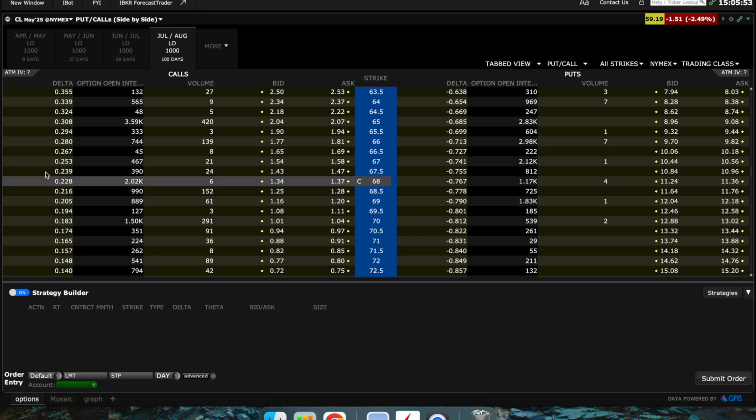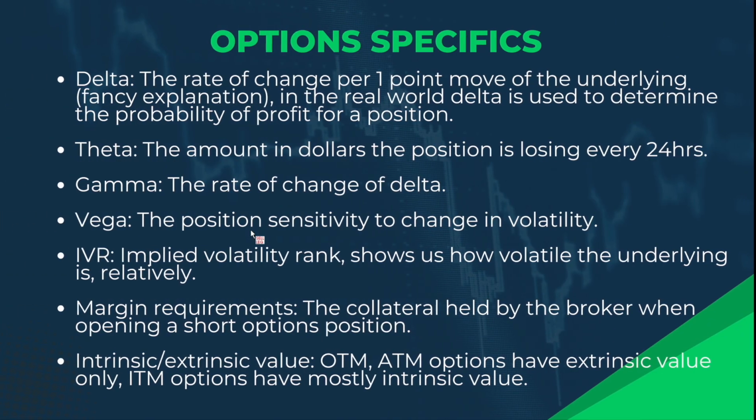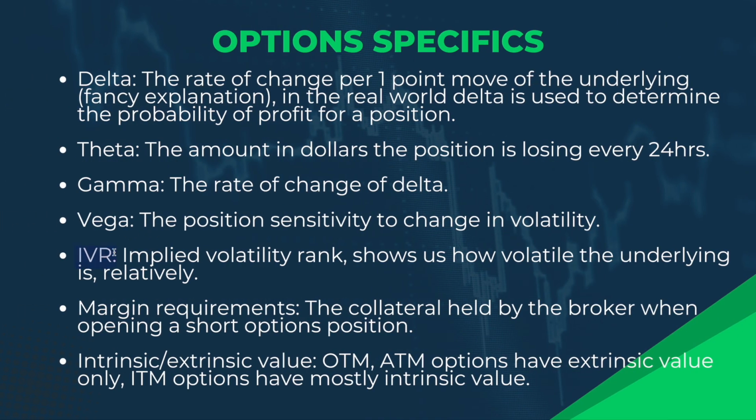What is important is to understand what exists, and then over time things will just become more and more clear the more you go over and trade. So let's go over IVR. IVR is just implied volatility rank. It shows us how volatile the underlying is relative to the previous year, the previous 3 months, 6 months. It's whatever you choose. I'm not gonna go over it too much.